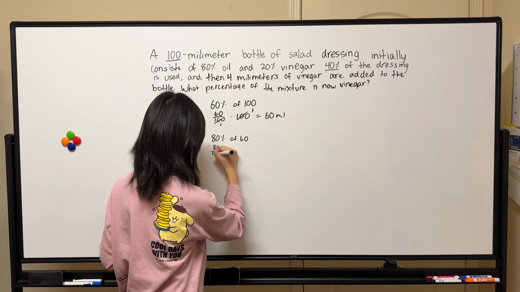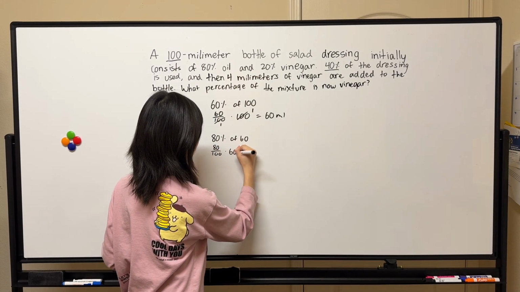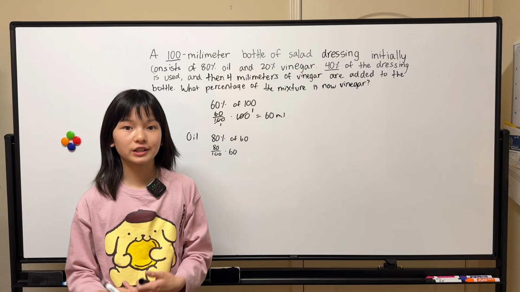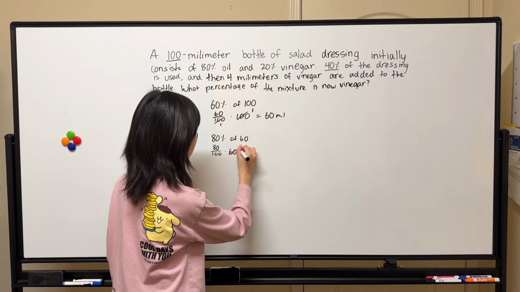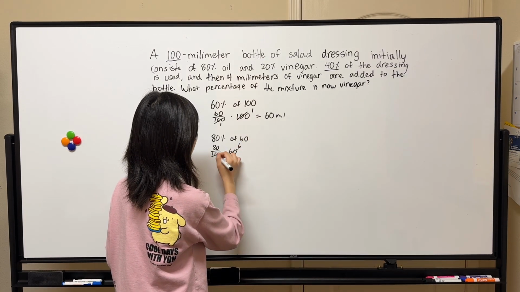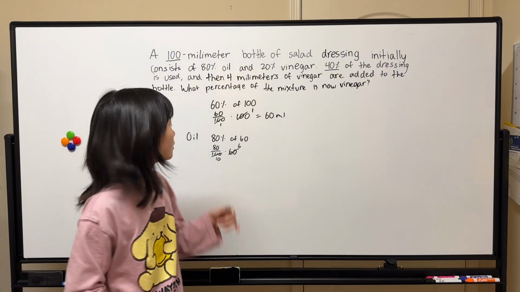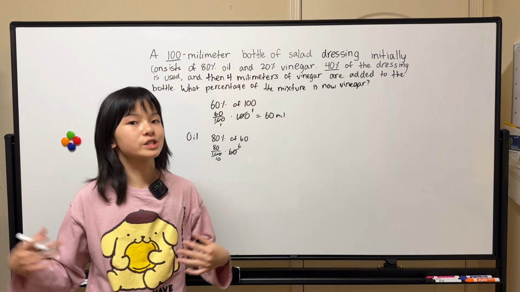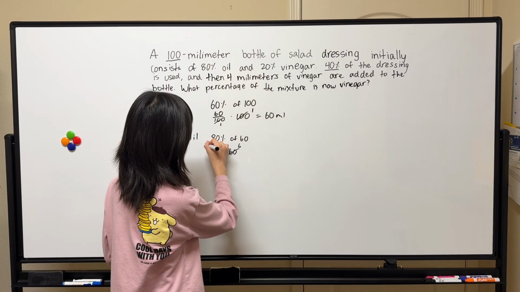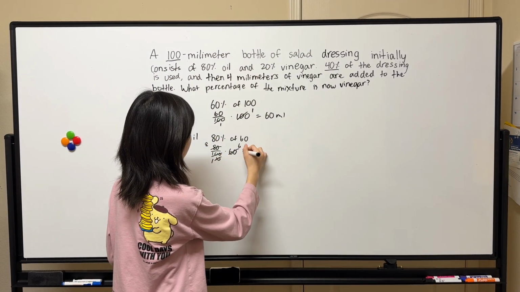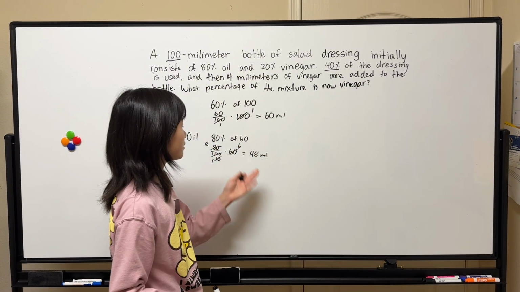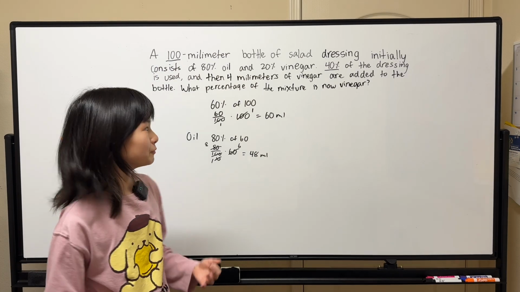80% turns into 80 over 100, and this is being multiplied by 60. We can cancel out common factors. 100 and 60 have a common factor of 10. So we can cancel those out. 10 goes into 60 6 times, and 10 goes into 100 10 times. We also see that there's a common factor from 80 and 10, which is 10. 10 goes into 80 8 times, and 10 goes into 10 once. And this gives us 48 milliliters. So out of 60, there is 48 milliliters of oil.